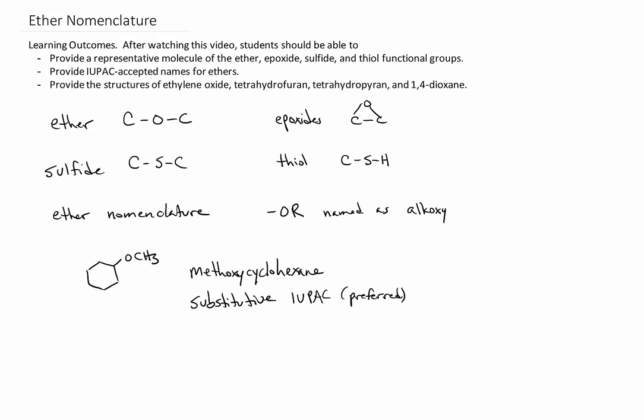It's also possible to name the ethers as a functional class. So this would be a cyclohexyl methyl ether. Notice that there is a space between cyclohexyl and methyl, and another space between methyl and ether. This is the first functional group that we've seen that has spaces in the nomenclature. The methoxycyclohexane is an unsymmetrical or mixed ether because the R groups bonded to the oxygen are different from each other.